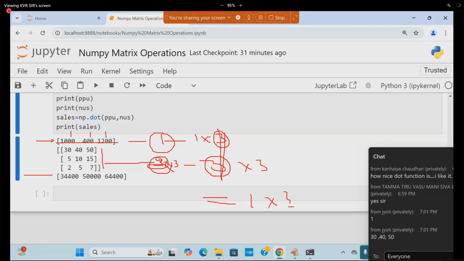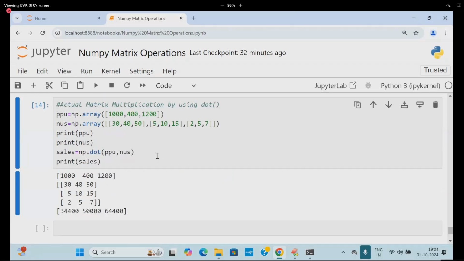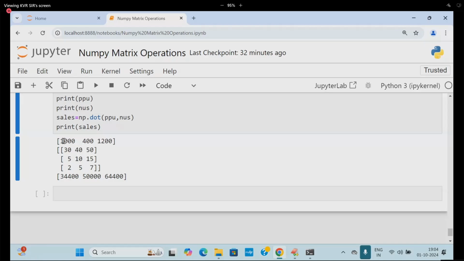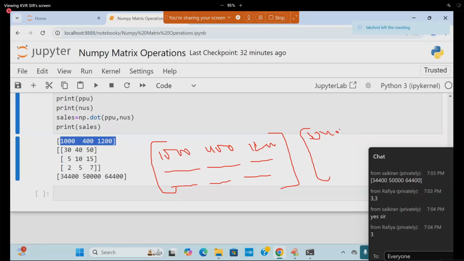Actually, in normal mathematics, 1D and 2D are heterogeneous and it gives you an error. But in this case, the values like 1000, 400 and 1200 will be filled here with the same values, and will be multiplied with 30, 40, and 50 and all the values. Is it equal or not?